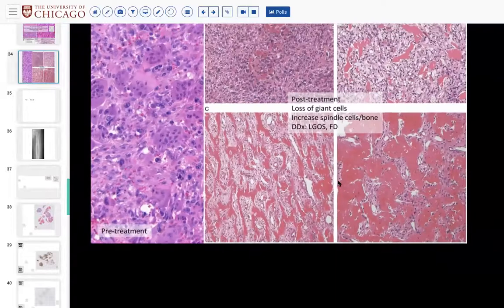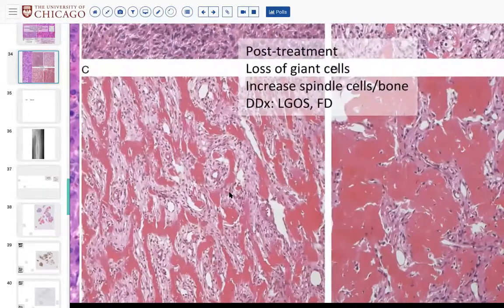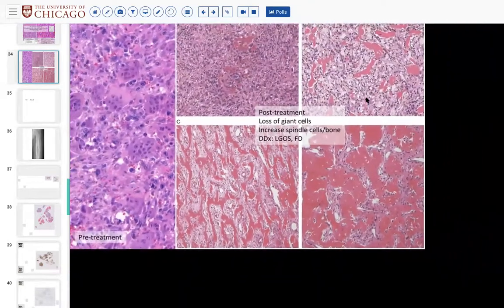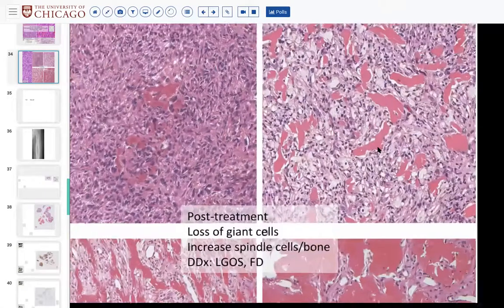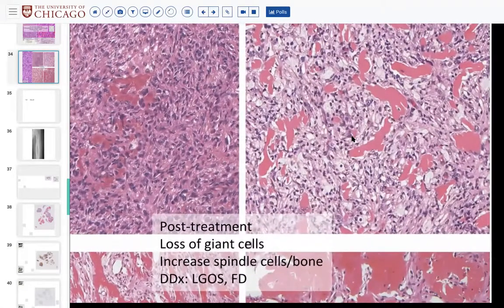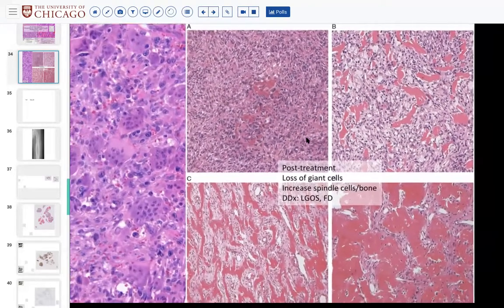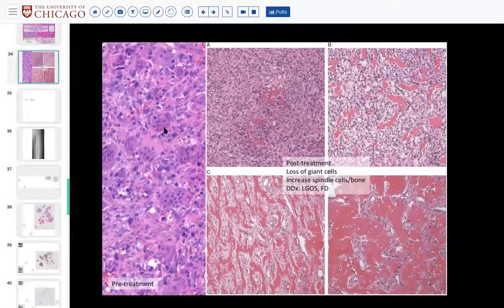and you may even see just diffuse maturation to an almost fibro-osseous-like lesion, which in your mind might look like a fibrous dysplasia, or might look like a low-grade fibroblastic osteosarcoma. So always find your history. If this person had a giant cell tumor treated with denosumab, this is an appropriate treatment response. Once you take the denosumab away from the patient, it reverts. It goes back to your classic giant cell tumor. So this is not a cure. This is a sort of temporizing treatment.